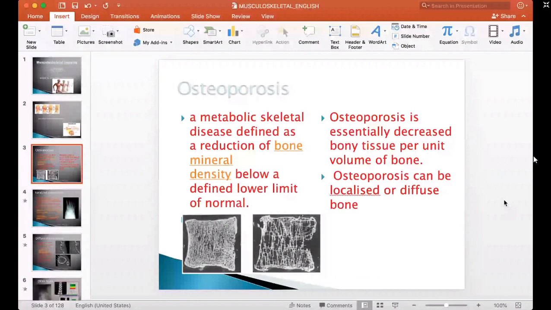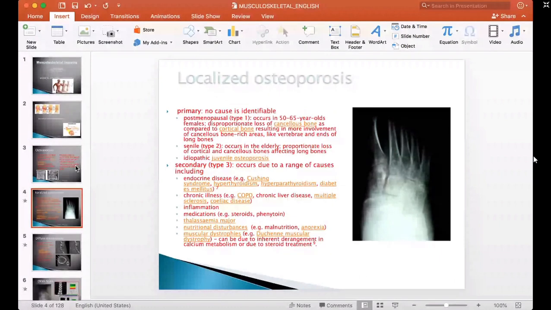So you can see here in this schematic image the normal configuration of the bones, the trabecula, the inner structure of the bone. Here you can see that there is an important reduction of the bone mineral density. Well, this process could be either localized or diffuse in the bones. It can be primary, without any identifiable cause, or secondary type.